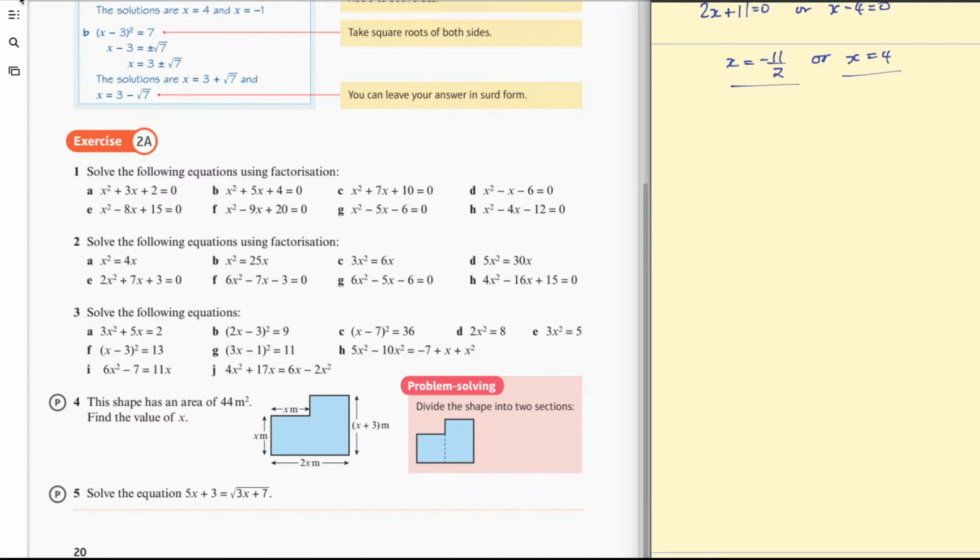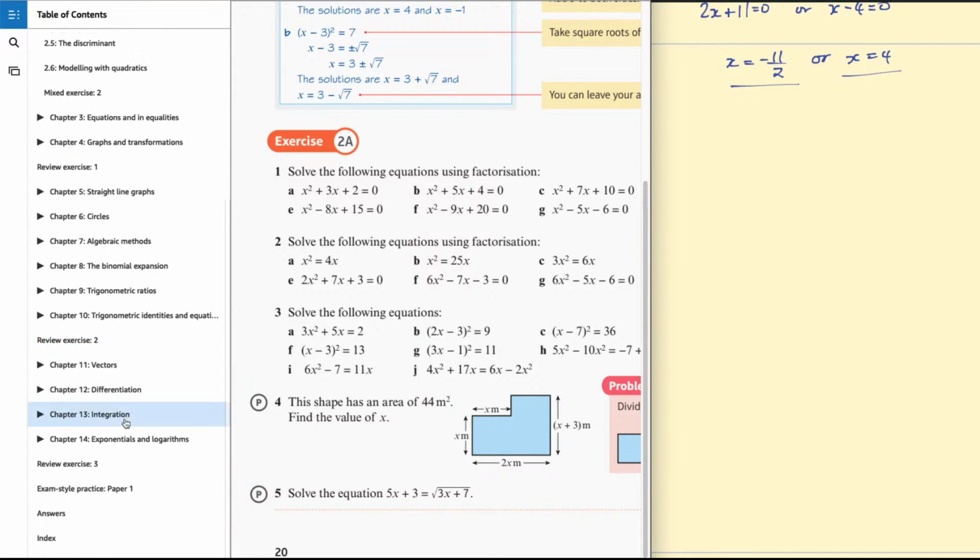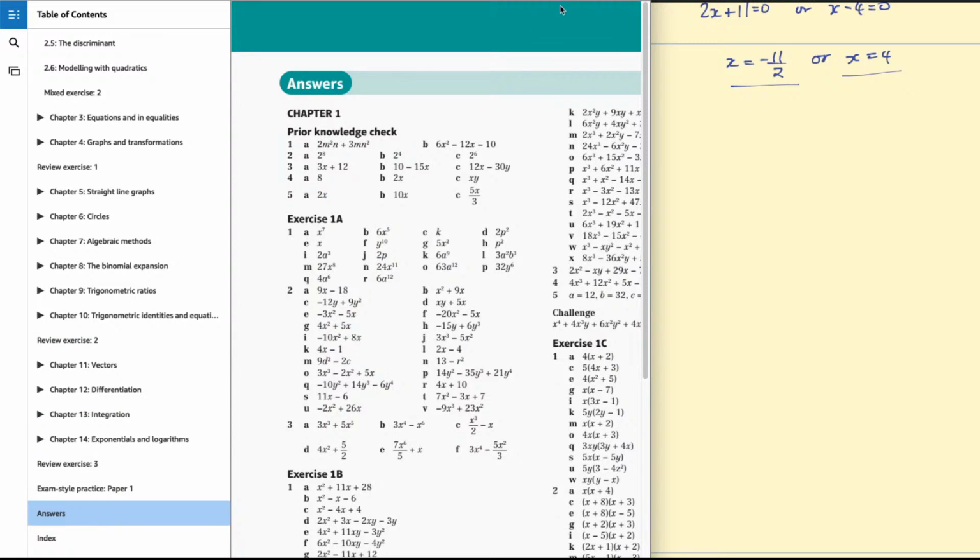But we will be getting to some new content soon in this textbook. I might leave that one up to you to do, question 5. But let's check the answer to this one. Negative 11 on 2 and 4. Let's see.